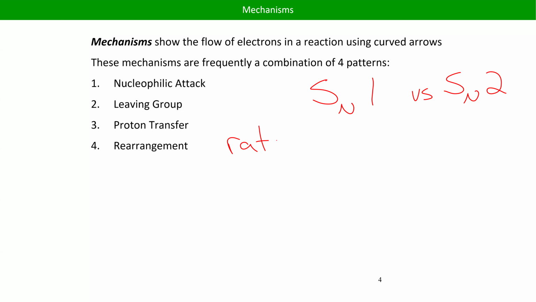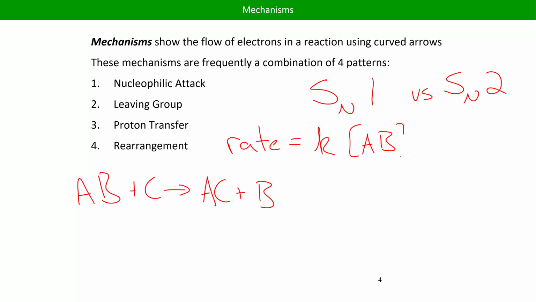So in a first order reaction, let's say our reaction is AB plus C goes to AC plus B. The classic version of a substitution. Basically, you swap out one of the groups on your starting molecule. If it was first order, it might be something like rate equals rate constant times your concentration of AB. If it's second order, it'd be something like rate equals a rate constant times your concentration of AB times your concentration of C.